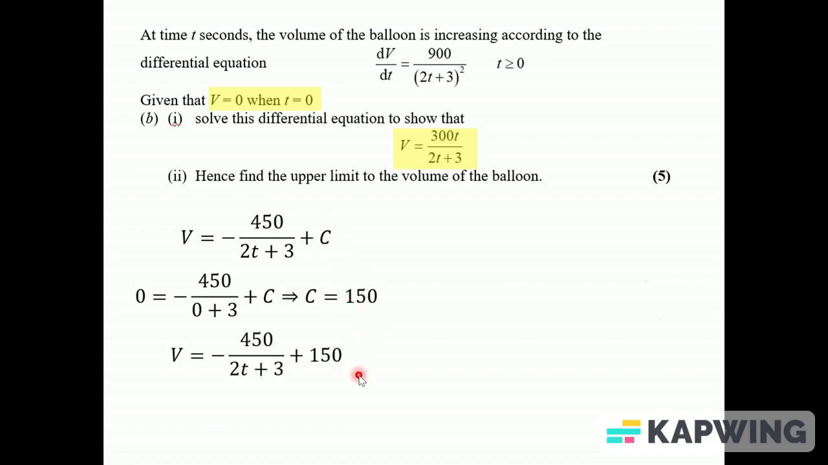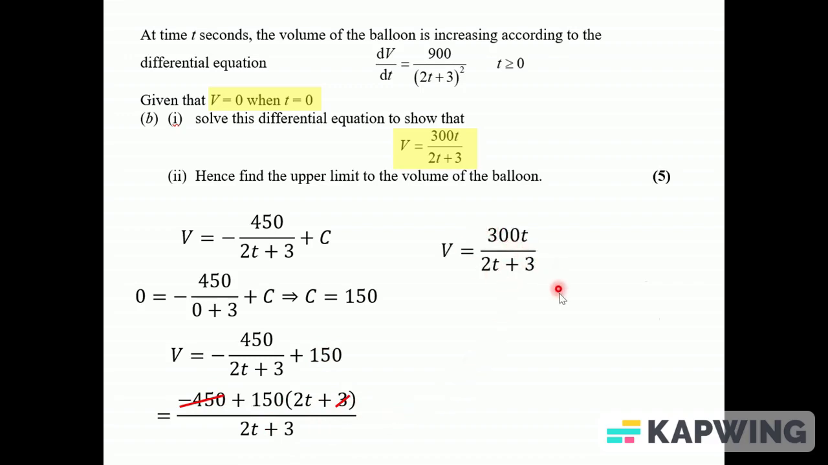So I can write it like this, and then put it all into one fraction over 2t plus 3. I'll have minus 450, and then 150 lots of 2t plus 3. These cancel out, because really that's 450 there, and it'll cancel with the minus 450, and it'll give me that 300t on the top.